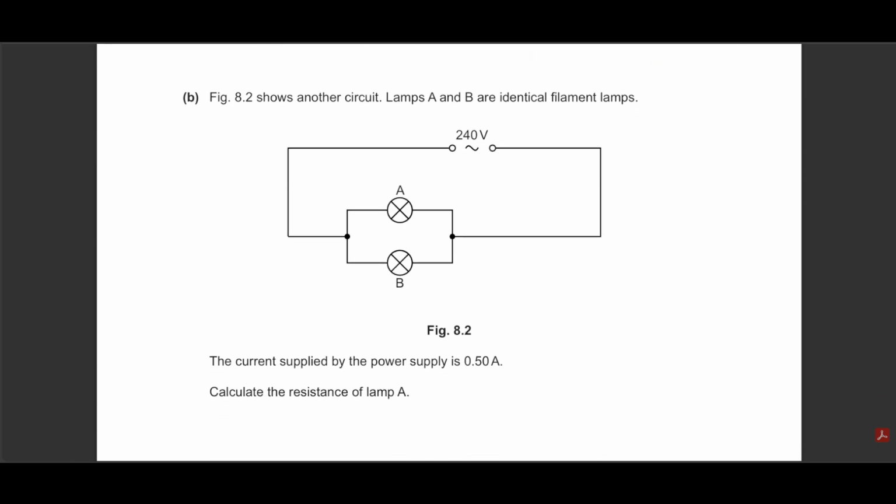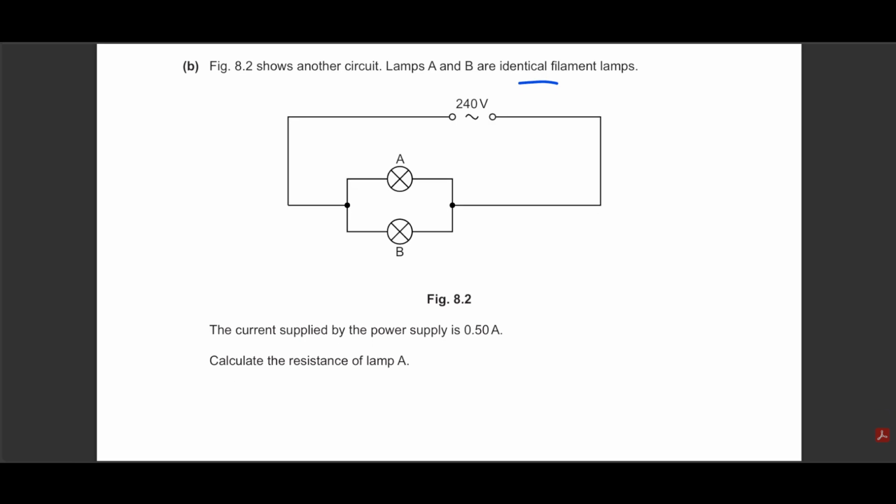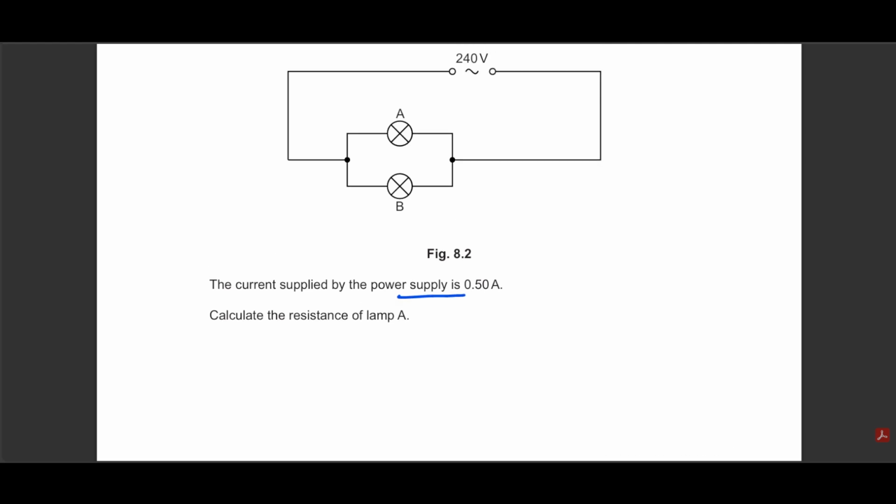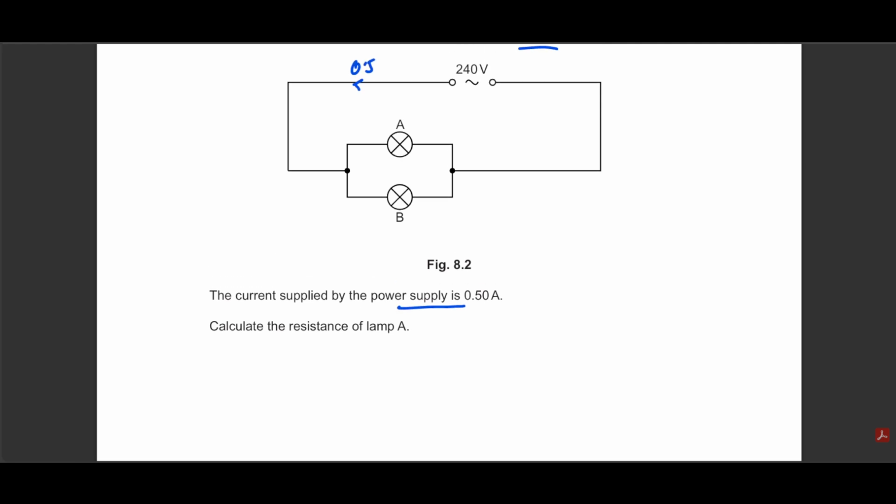Part B, he says we have lamps A and B. They are identical filament lamps. They will be drawing currents of their own demand from the same branch, and then the current will be divided. He said the power supply provides 0.5 amperes of current. Since they are identical, the current will be divided equally, at least to my understanding.